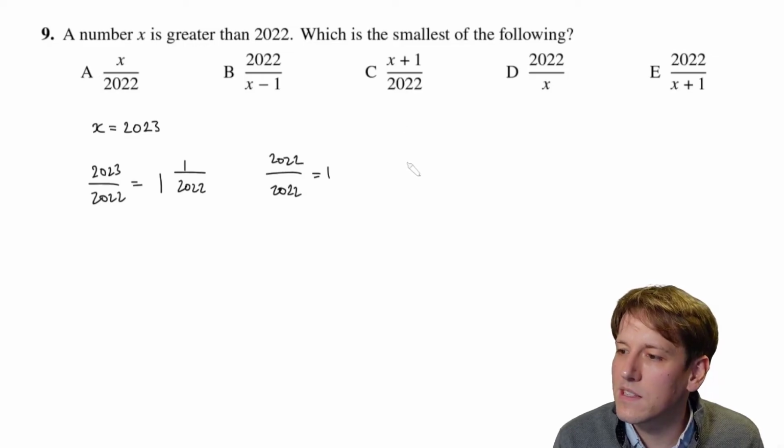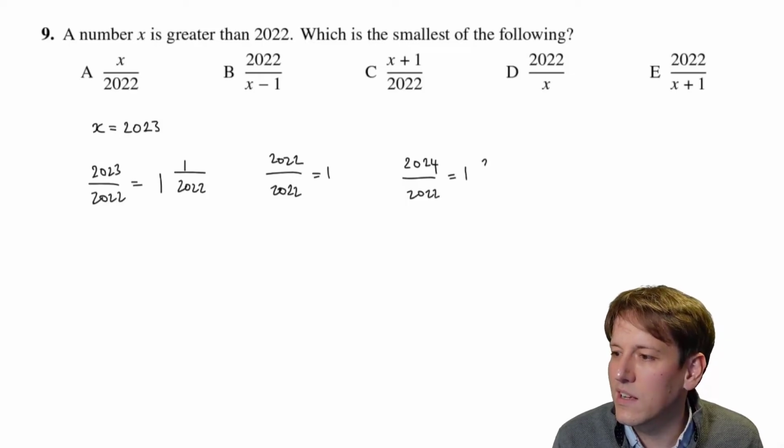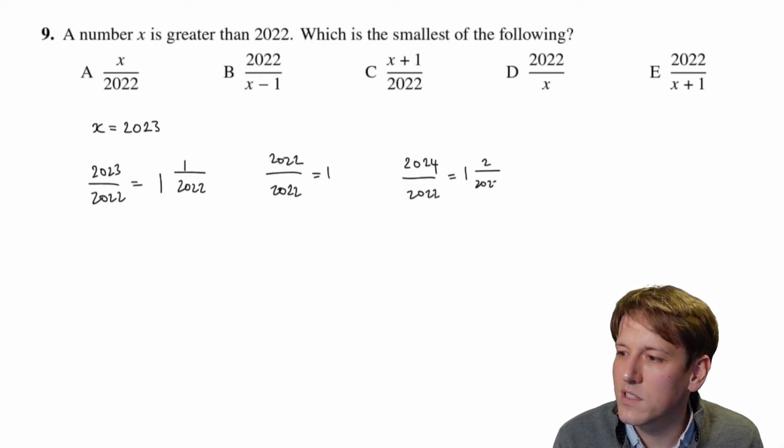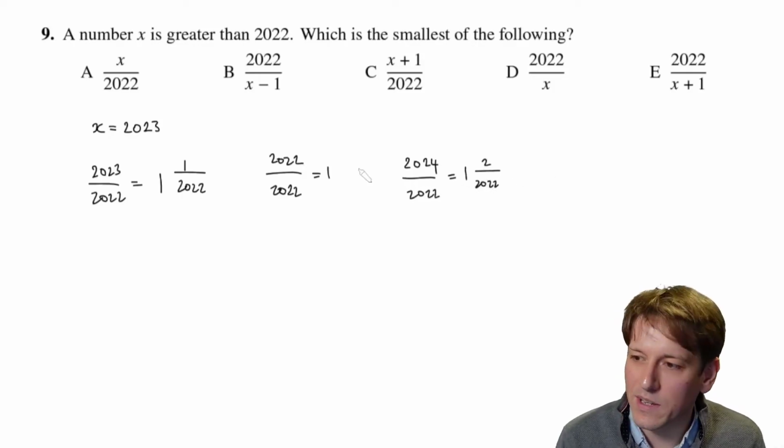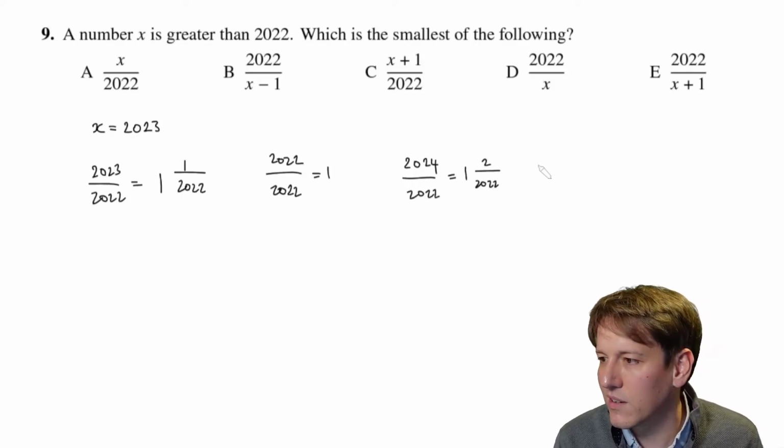And then C would be 2024 over 2022, which is 1 and 2 over 2022, or 1 over 1011 if you like. Anyway, it's bigger than the other options, so we don't need to worry about it.